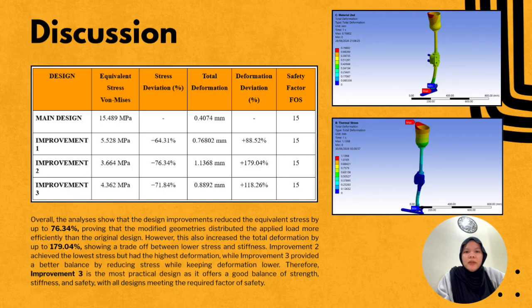Improvement 2 achieved the lowest stress but had the highest deformation, while Improvement 3 provided a better balance by reducing stress while keeping deformation lower. Therefore, Improvement 3 is the most practical design as it offers a good balance of strength, stiffness, and safety, with all the designs meeting the required factor of safety.